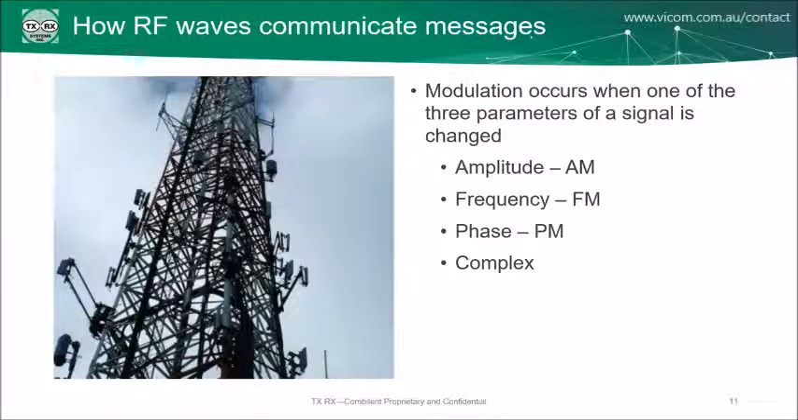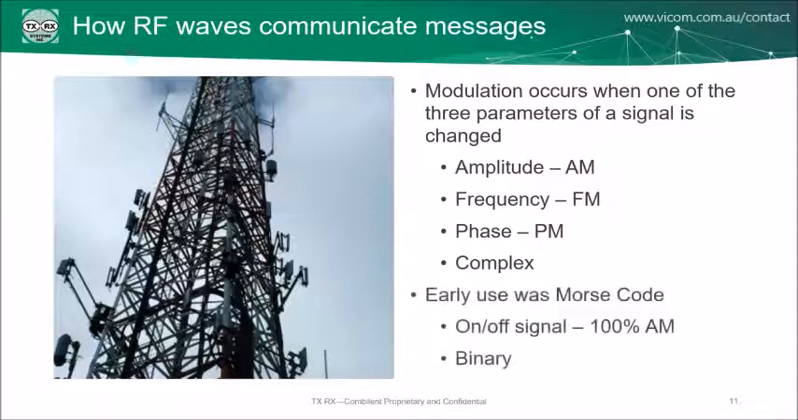Now, you might remember some of these as AM and FM radio for amplitude and frequency. You don't usually see phase if you're a layman to this. There's also complex modulation, which is a combination of the amplitude, frequency, and phase modulations. An early example of this was actually Morse code. Morse code was an on-off signal, and it was 100% amplitude modulation. You were either transmitting or you weren't. But you could get a lot of information with just that little bit of variation on it.